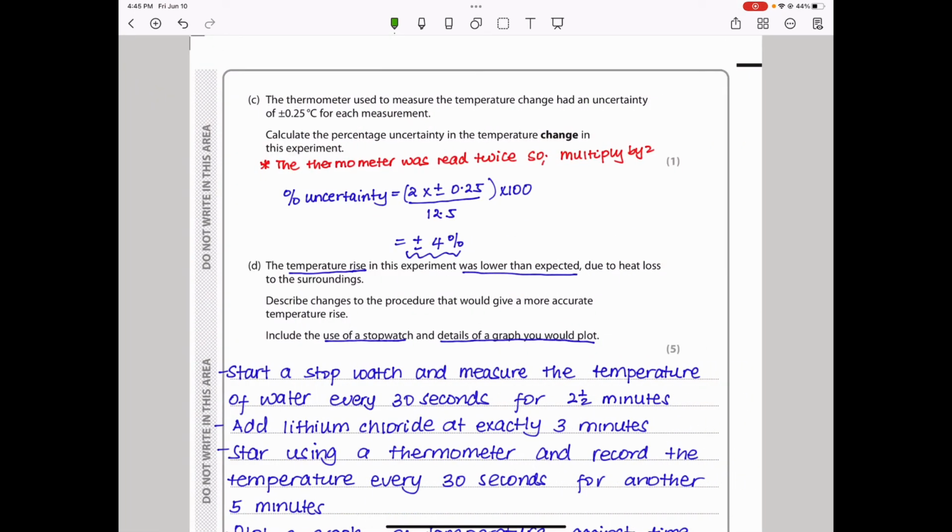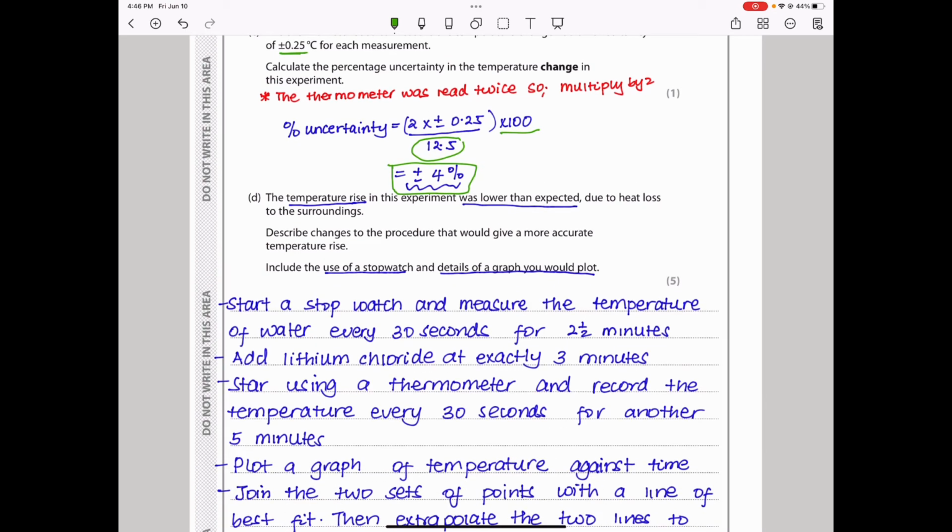Next part says the thermometer used to measure the temperature change had an uncertainty of plus or minus 0.25 for each measurement. Calculate the percentage uncertainty in the temperature change in the experiment. So here, of course, you know that you read the thermometer twice. So in this case, we have to say 2 times plus or minus 0.25. Then divide by the value measured times 100, and here we get plus or minus 4%, which is the percentage uncertainty.